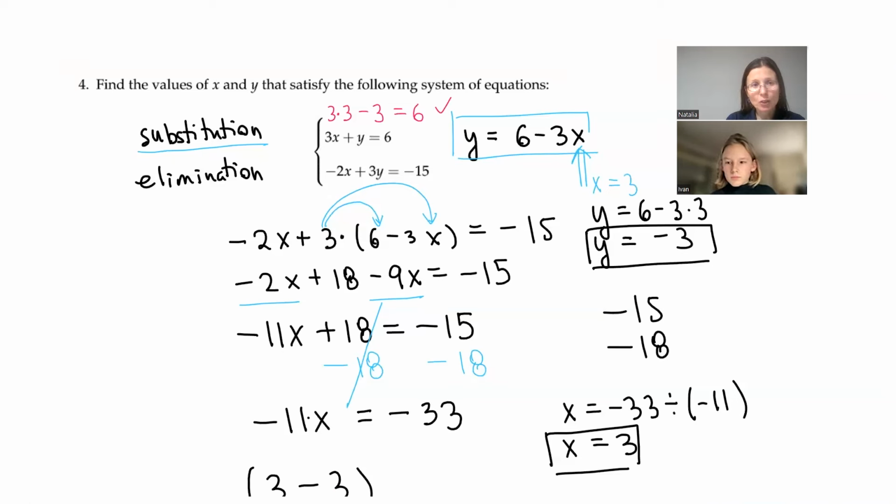Next, we will plug it into the second equation. Negative 2 times 3 for x plus 3 times negative 3 for y. And that should equal negative 15. And it does, because negative 2 times 3 is negative 6 plus 3 times negative 3, which is negative 9. Negative 9 plus negative 6 is negative 15. Okay, so we found our solution pair for this system of equations.